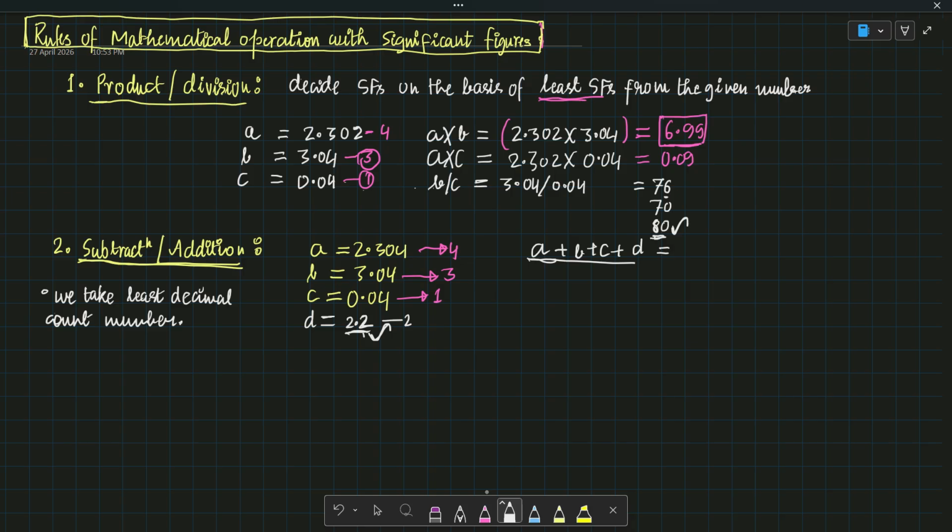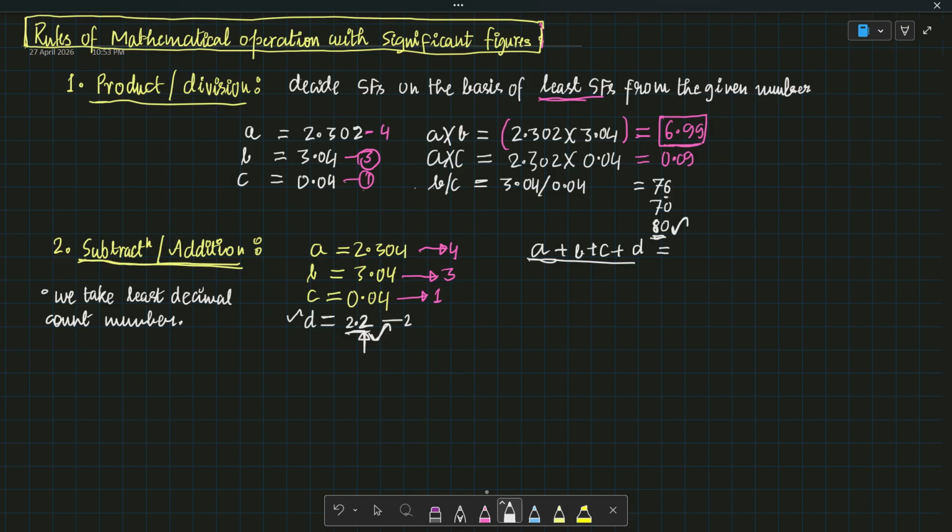That is the thing to remember: we don't consider significant figures to be the criteria for deciding the value of addition or subtraction. What we do is choose the number with the least decimal count. So this has 1 decimal count, that's why our addition will be decided on this number. So what will be the addition?